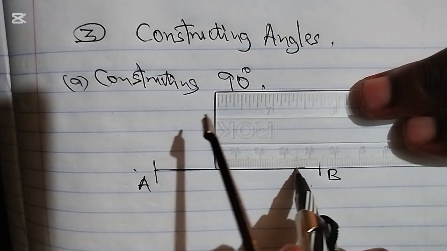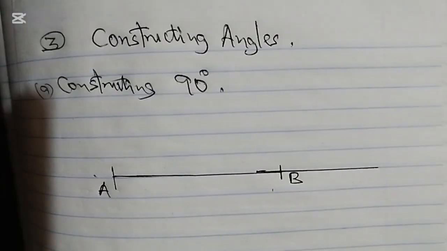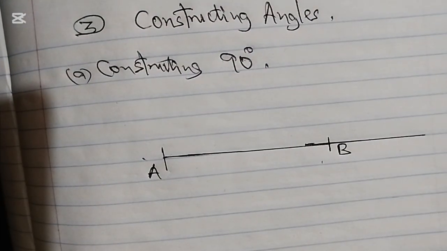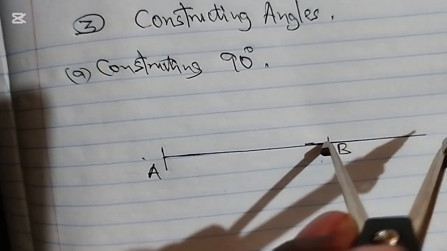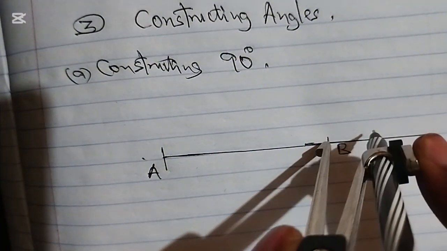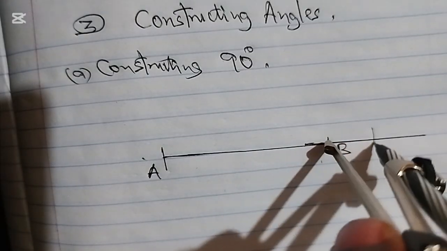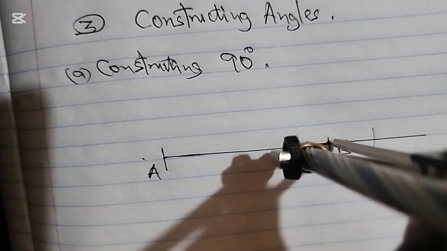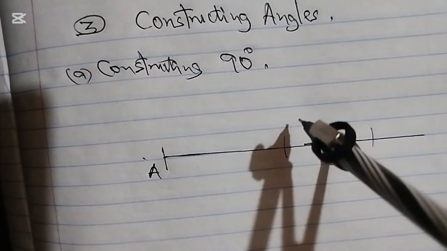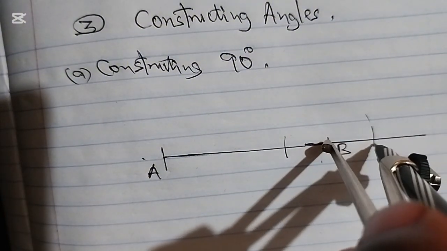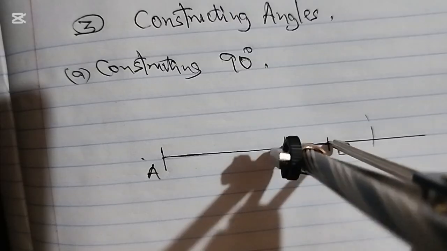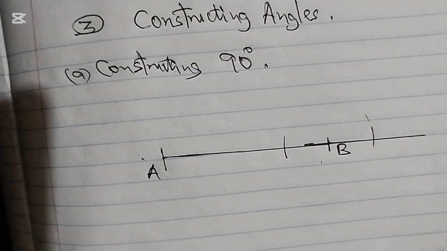Make sure you use a sharp pencil. I've extended my line. Now because I want to construct 90 degrees at point B, I'll stand here at B, my compass at B. Then I'll adjust my radius. I'll make an arc on the right to cut that line AB, and make another arc on the left to cut the line AB, like that.